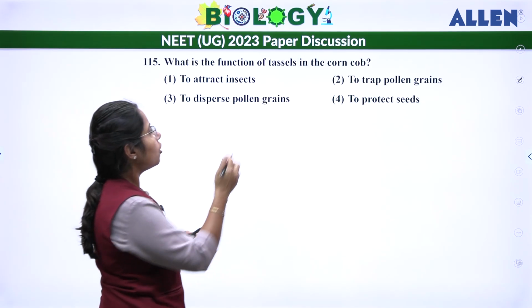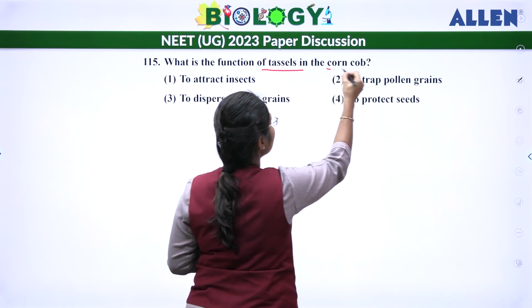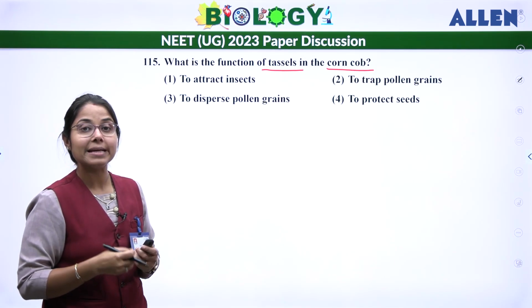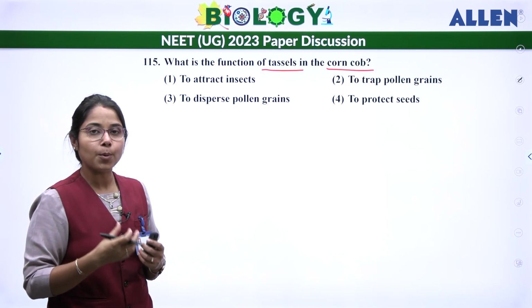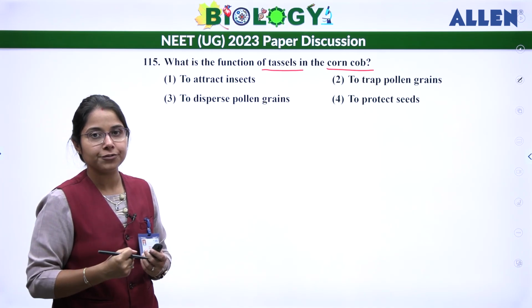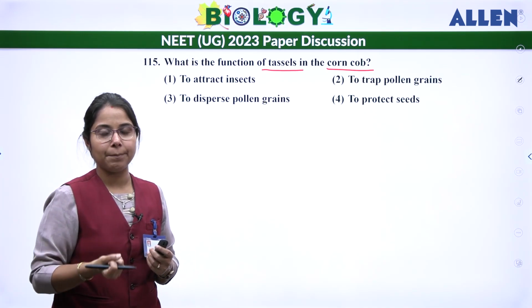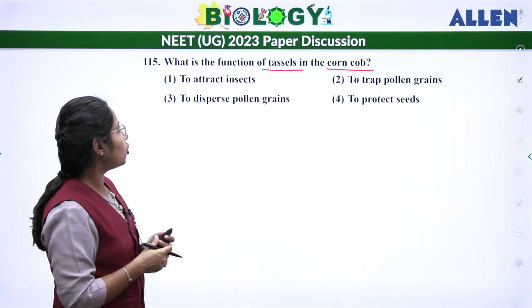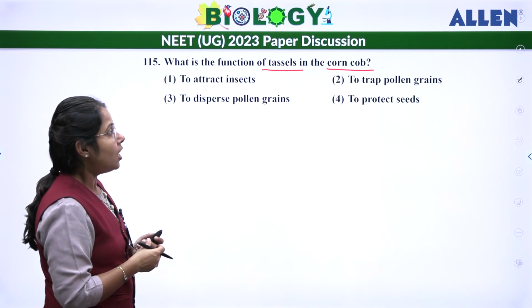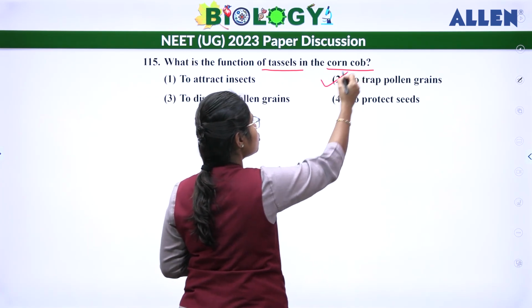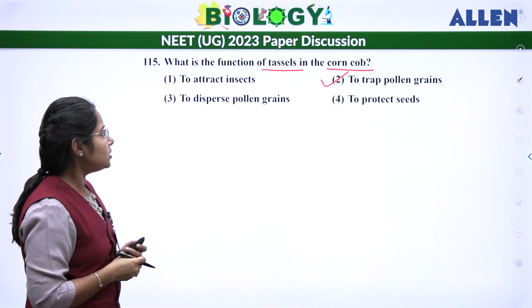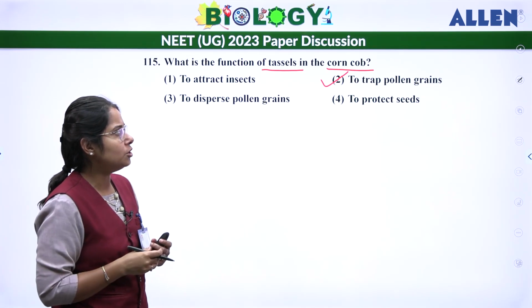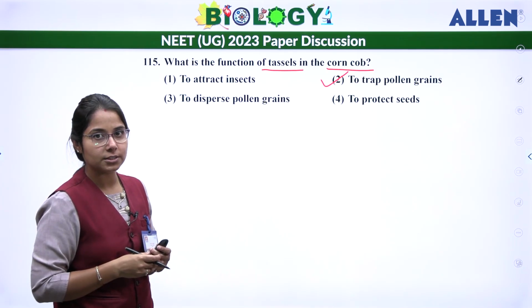What is the function of tassels in the corn cob? Now tassels are nothing but the feathery stigma, the hairy stigma. It is responsible for capturing the pollen grains so that pollination will happen and then fertilization will take place. So the function of tassels in the corn cob is to attract insects, that is no. To trap pollen grains, that is true. To disperse the pollen grains, and to protect the seeds. So the correct answer will be the second option, to trap the pollen grains, right?